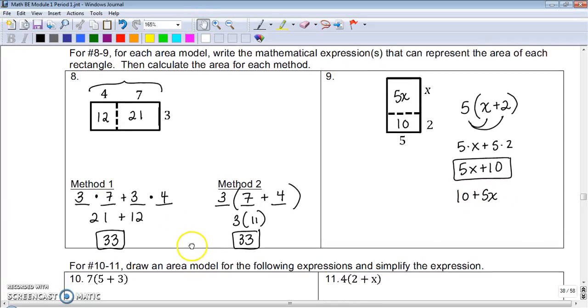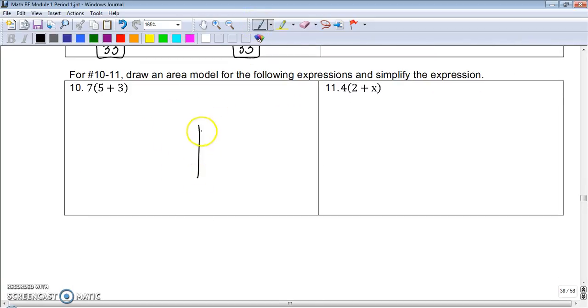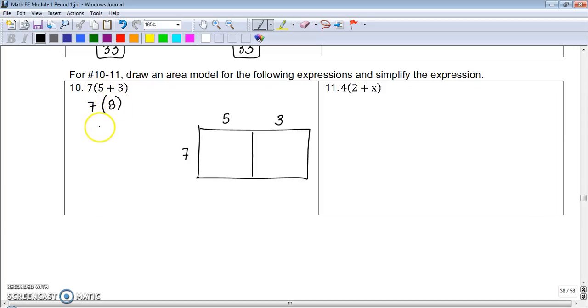In the last two problems, same idea. This time we're going to draw the area model. We're just doing a quick sketch. The parts that are broken are the 5 and the 3, and the part that is together is the 7. And so we add up the 5 and 3 and get 8, and 7 times 8 is 56. So this has an area of 35. This has an area of 21. And those two numbers add up to 56.